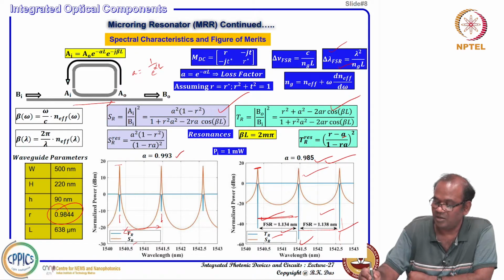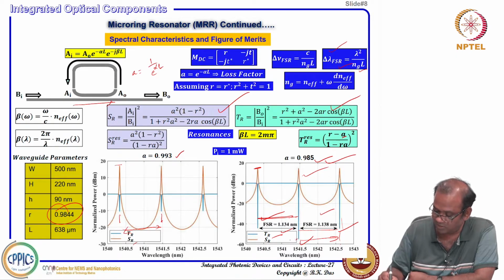The higher the lambda value you are trying to measure, the more the FSR will be. So, this is higher, you are going towards higher wavelength. That is why delta lambda FSR will be more, and on this side you are going for shorter wavelength, that is why FSR will be lower.